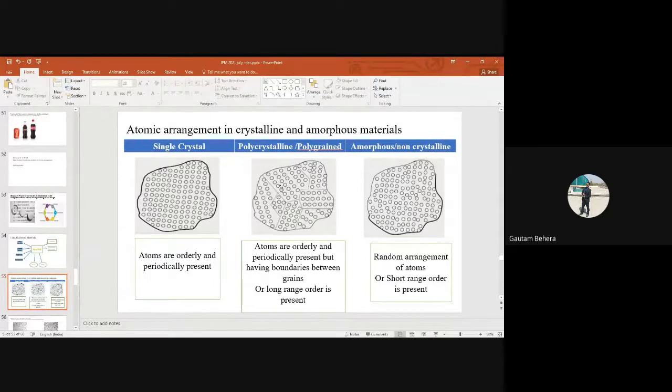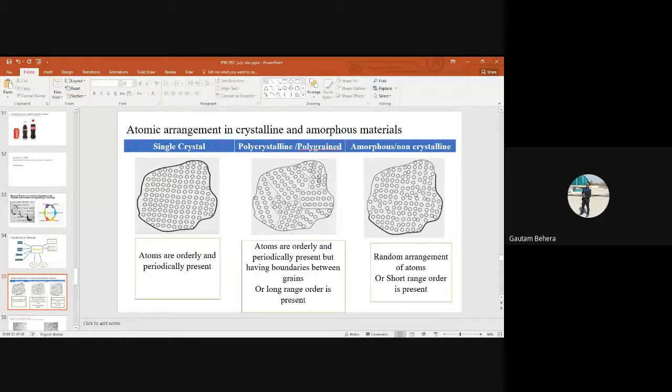But what is the difference here? You can see the difference between these is that some boundaries are present. These are nothing but the grain boundaries. A grain boundary is an interface, you can call it. This is an interface separating two grains. So what is the difference between this grain and this grain? The difference is in orientations, right? This grain orientation is different from this grain orientation. This grain orientation is different from this grain orientation.